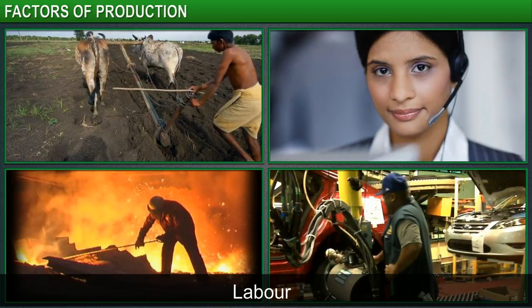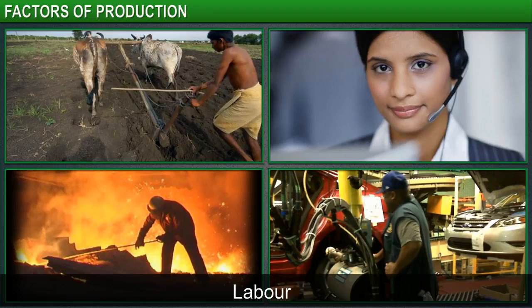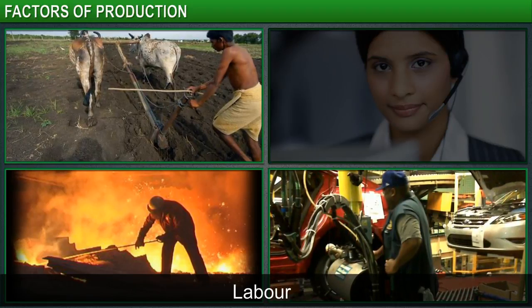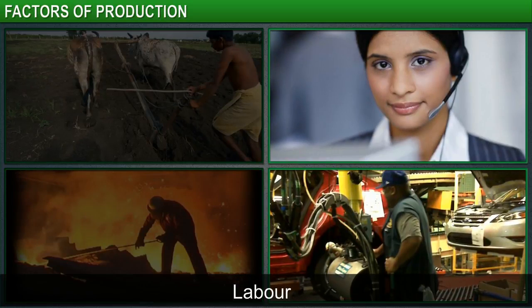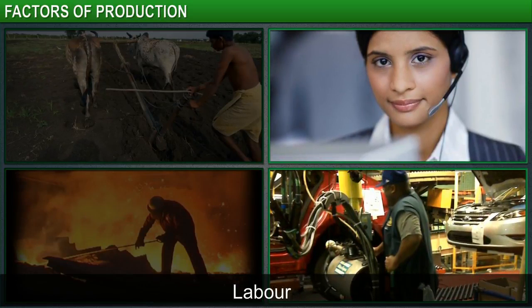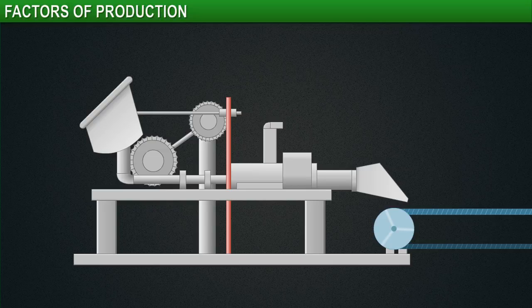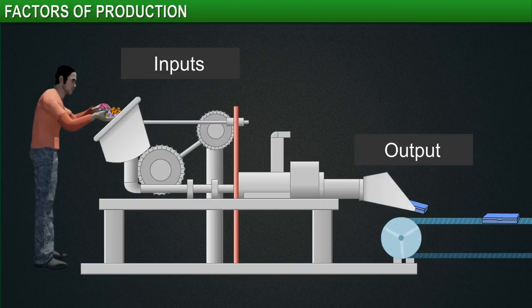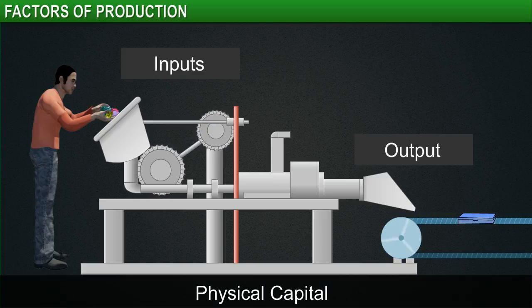As is clear from the pictures, some tasks require hard manual labor, while others require higher education and technical skills. A production activity needs certain inputs to produce an output in the form of the desired goods and services. The third requirement for production is the inputs required for the different stages of production. These inputs are called physical capital or simply capital.